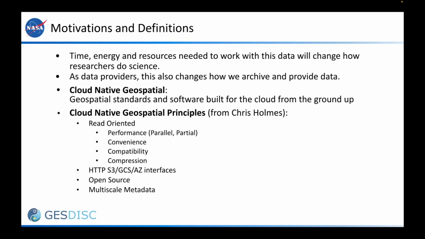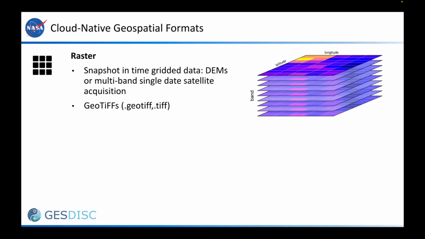And there are some key principles to really making a data set cloud native. First and foremost, it must be read oriented. And that means in terms of performance that it can be read both in parallel and also in partial chunks, partial aspects of the data set. There has to be some level of convenience and compatibility with existing tools, and also some compression considerations for these larger data sets that are coming out. There have to be HTTP interfaces for S3, Google Cloud Storage, Azure, hopefully open source, and being able to handle multi-scale metadata. So I'm going to briefly introduce per data type format, sort of the cloud version.